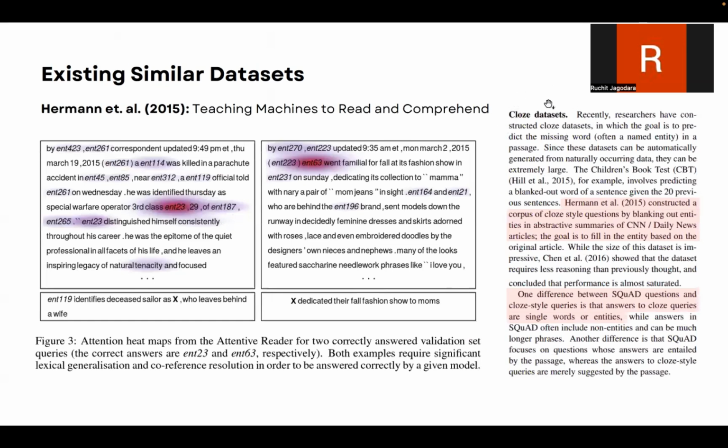And this was the cloze dataset, in which the model had to find the blank word or predict the next word based on the context or paragraph given. And here, as you can see, they have marked the priority of the word, or you can say the attention of the word, which is required for answering the query. Next.